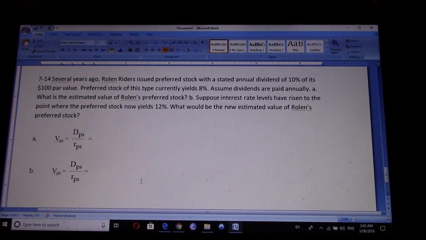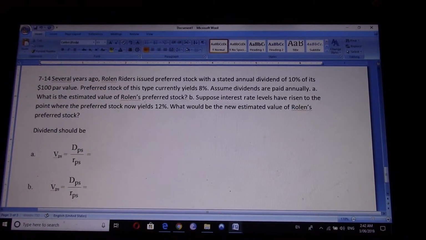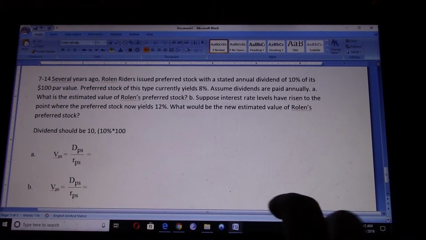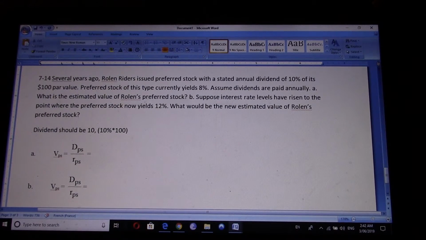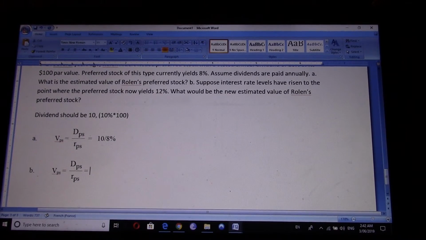7-14, this is again preferred stock price. So you know the dividend is given because dividend is 10% of $100. So dividend should be $10. So 10% times 100 equals to $10. And then we know this is the equation. The value of the preferred stock equals to dividend over its return. So dividend is $10 and its return is 8%. So we can calculate the price or the value.